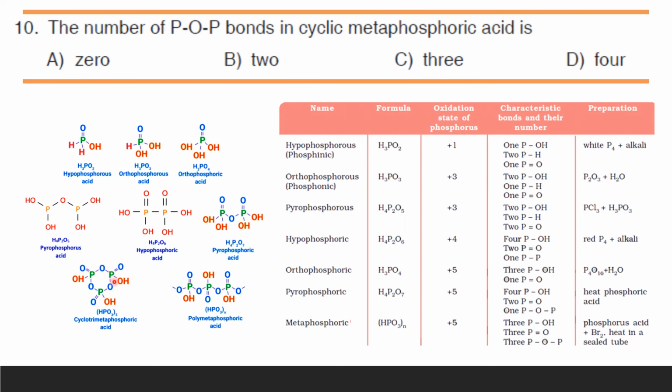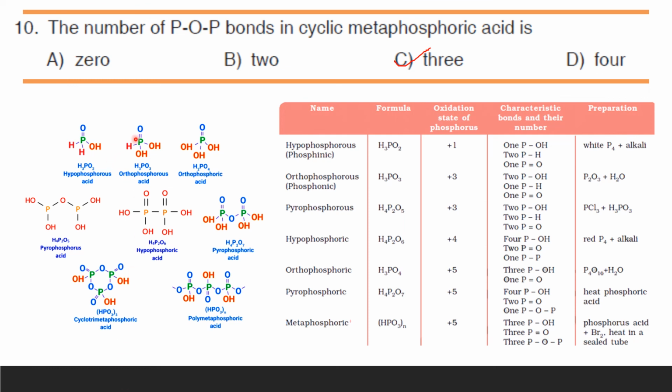So this is actually the question of interest, and you are asked to find the number of POP bonds. When you look at the structure, there is 1, 2 and 3. There are 3 POP bonds. Therefore, the answer is option C. There are 3 POP bonds in cyclic metaphosphoric acid.